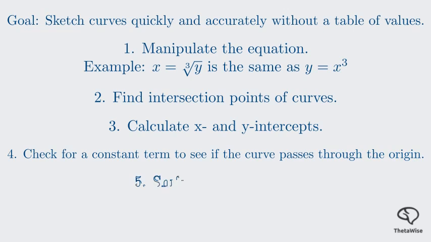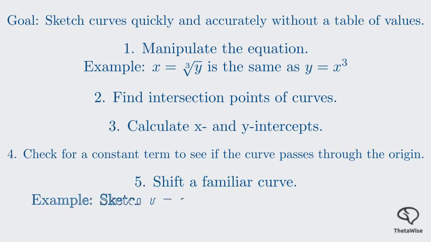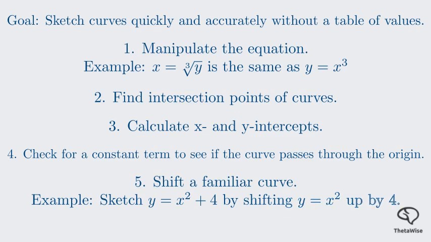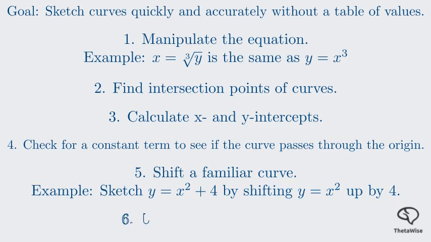Fifth, recognize when you can sketch a curve by transforming a simpler, familiar curve. For instance, you can sketch y equals x squared plus 4 by just taking the standard parabola y equals x squared and shifting it up by 4 units. And finally, sixth, explore symmetry. Some curves are symmetrical about the x or y axis, or even the origin. Spotting this can cut your work in half. Keep these 6 hints in mind. As we go through different types of graphs, we'll see how to apply them.